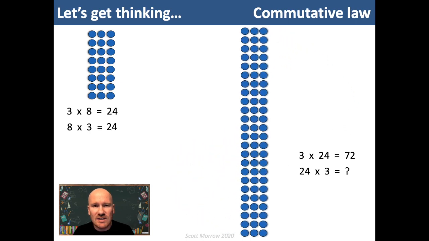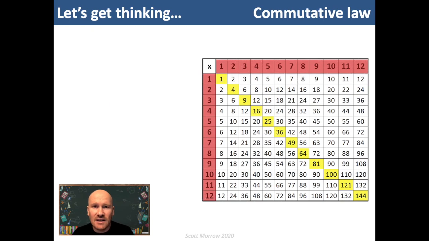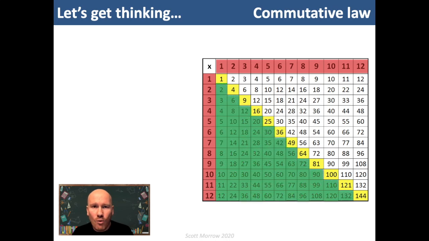So if you've seen a multiplication grid like this and you think that's a lot of facts I need to remember, just from knowing the commutative law on its own, that means that we can take out almost half of those facts. If I know 3 times 7 is 21, I know 7 times 3 is 21. If I know 9 times 8 is 72, I know 8 times 9 is 72.